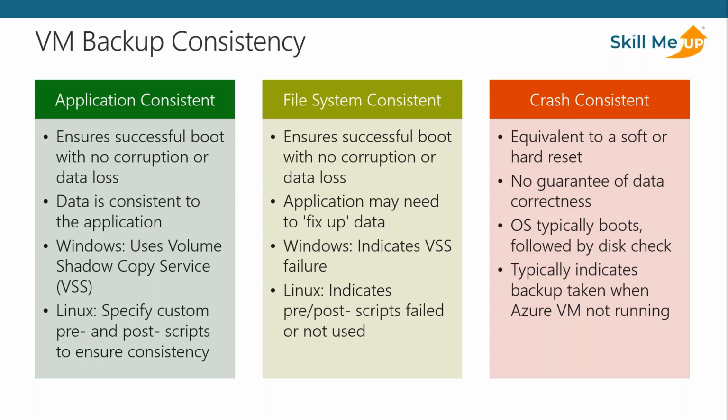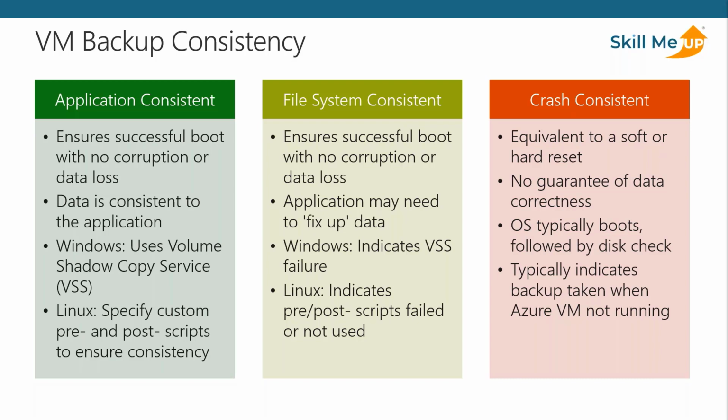This typically will boot okay, but it's like you've just pulled the plug on the VM, a hard dump of the disk. If this happened when the machine was running, then you may need to run disk checks. But typically you get these crash consistent backups. You see those in your logs, and they simply indicate that the backup was taken when the VM was shut down.